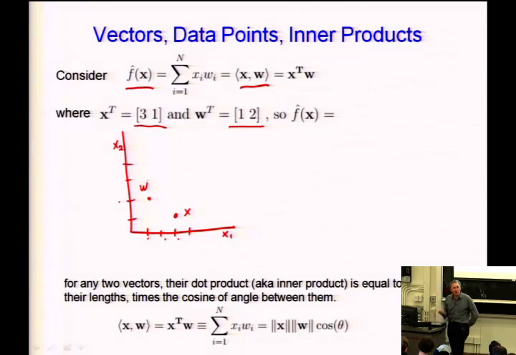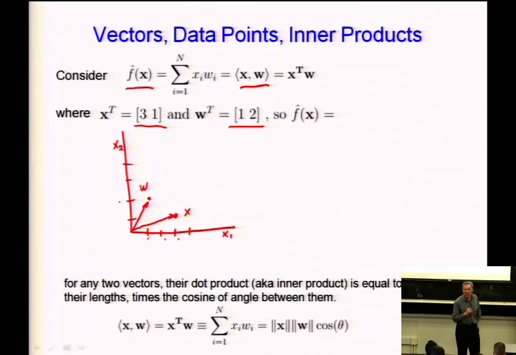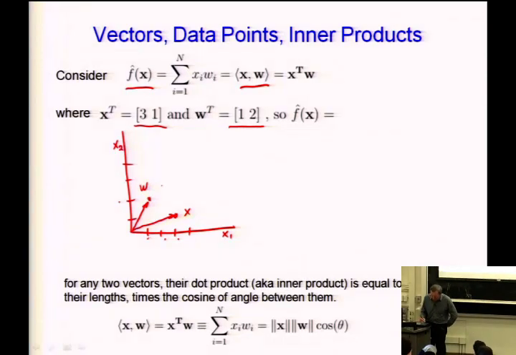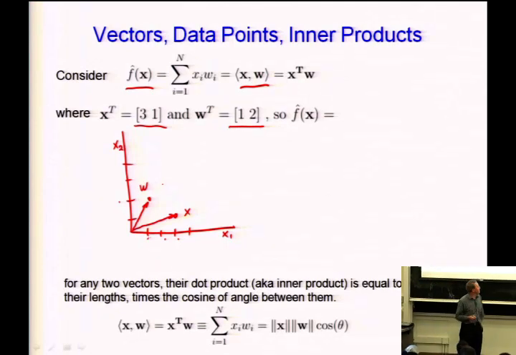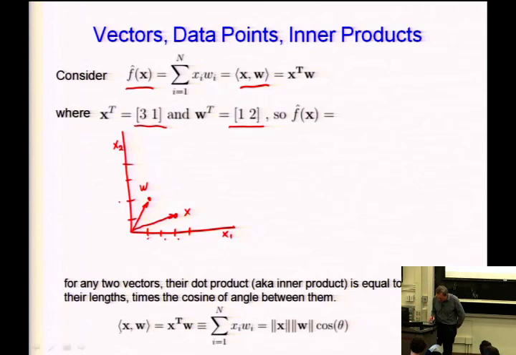And in fact, I can think of those as vectors, as directions in this space. So I could think of them as vectors coming out of the origin to their points. So I could think of w either as this point or equivalently as the vector from the origin to that point. It's really the same thing.